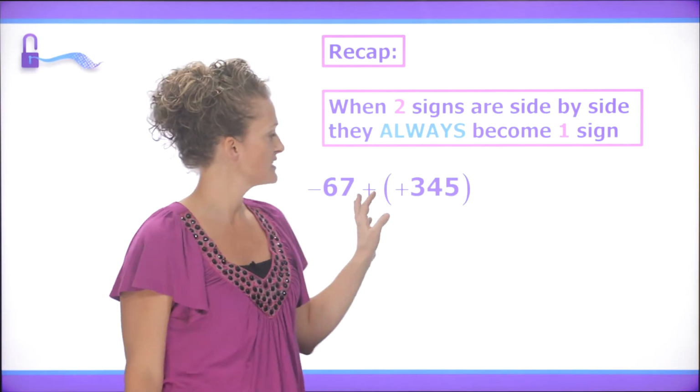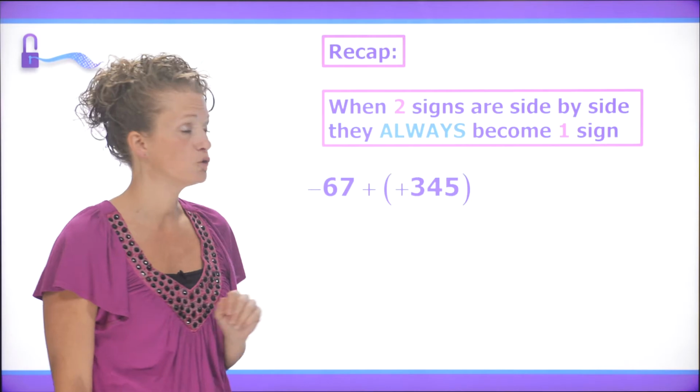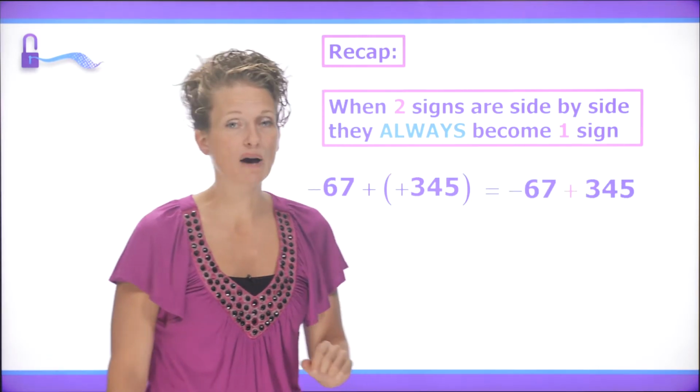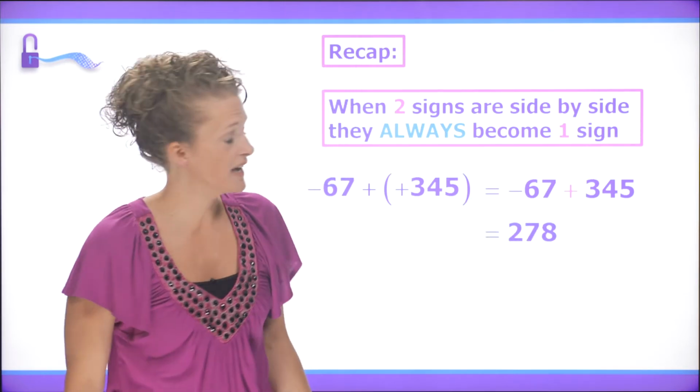We have a negative 67 plus a positive 345. Well, here we have two positive signs. They are the same, so they become one positive. And so we have a negative 67 plus 345. Let's go ahead and simplify that.